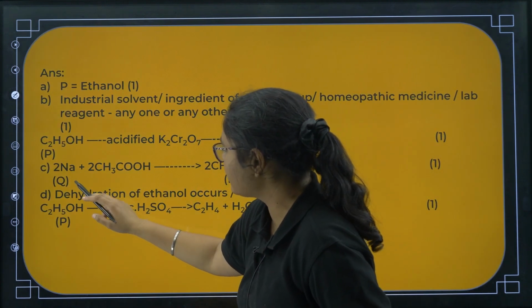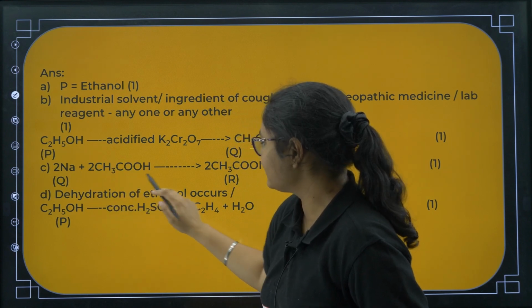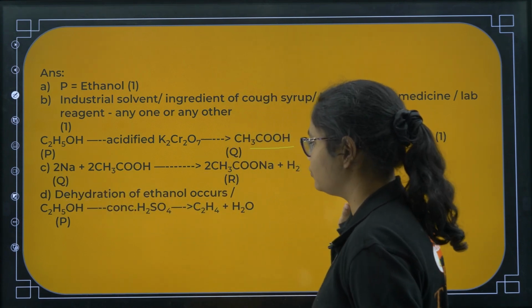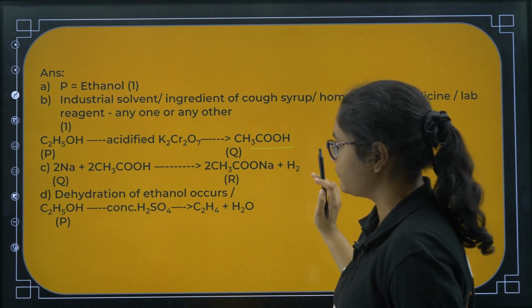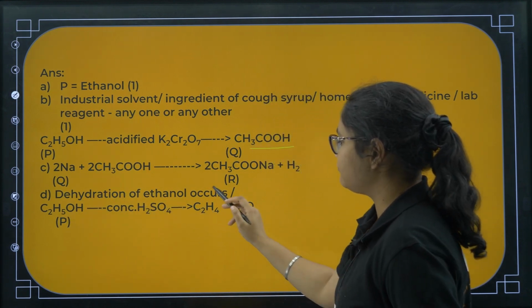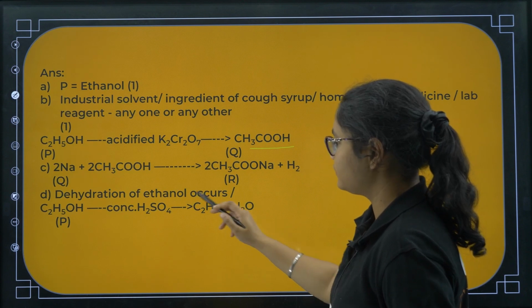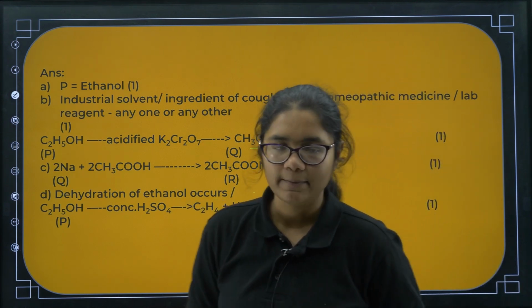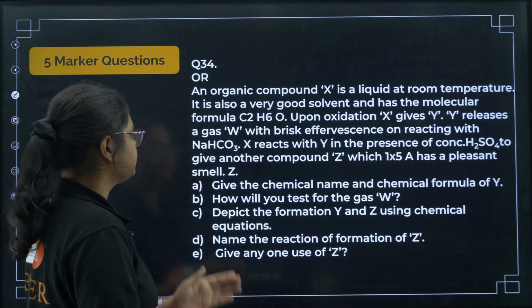Next, D is your reaction with the metal. Okay, so this will give you salt and H2. So to balance it, you have to just multiply 2 to all the equation, or you can put half here. Next, E is the dehydration of ethanol. So that will give you this reaction, C2H4. So here half mark, here half mark, you will get 1 mark here. Okay. Now let us see the OR question.